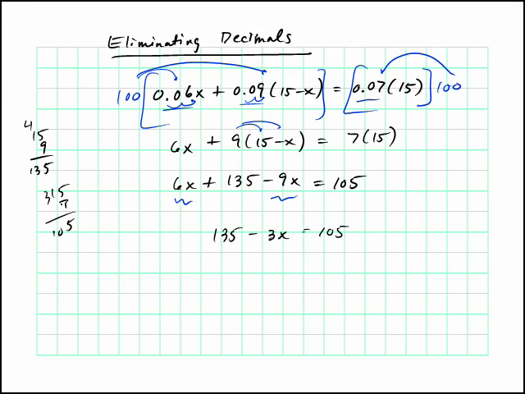What's our next step? Subtract 135 from both sides. Let me fix that. What's that give us? Negative 3x equals negative 30. Last step, divide by negative 3. And we end up with positive 10. So there's our solution, positive 10. Let's do one more with the decimals.